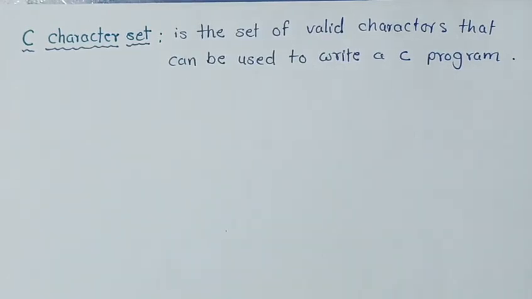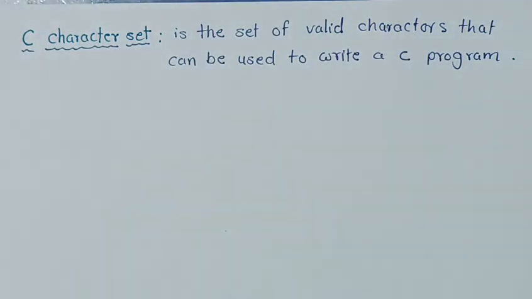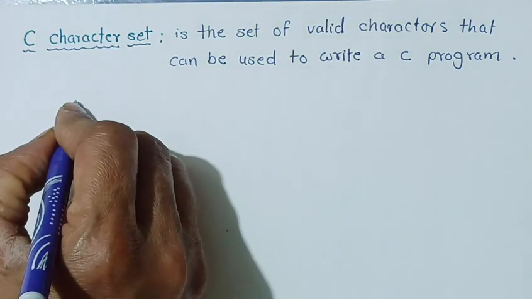Hello student, in the previous video we learned about comments, printf statement, variables and data types. Now we will see what we mean by the C character set. The C character set is the set of valid characters that can be used to write a C program. Means the valid characters you are using for writing a C program, that is called the C character set.